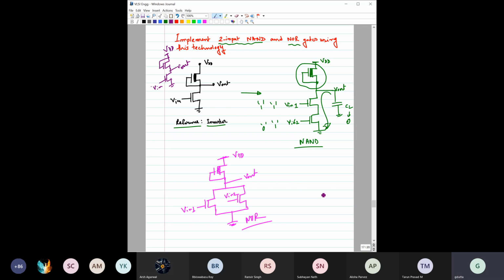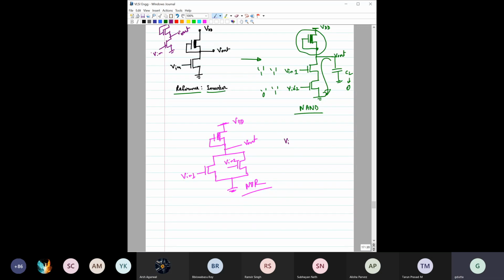Okay. Then please tell me one thing here. V in 1, V in 2, V out. Please tell me what would be the expected output for this case. 0, 0, from the truth table, 1. Okay. So when both inputs are equal to 0, then only the output is expected to be 1, right?